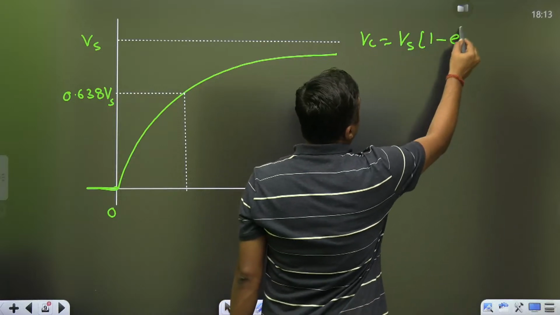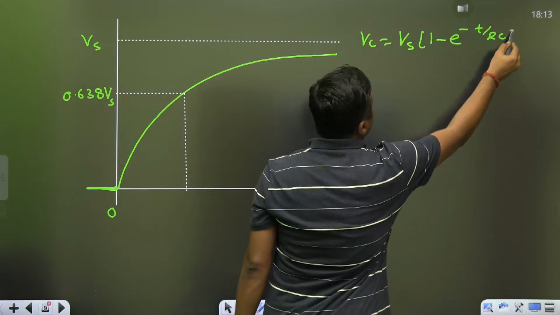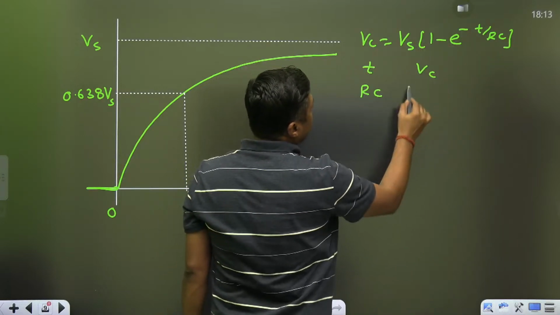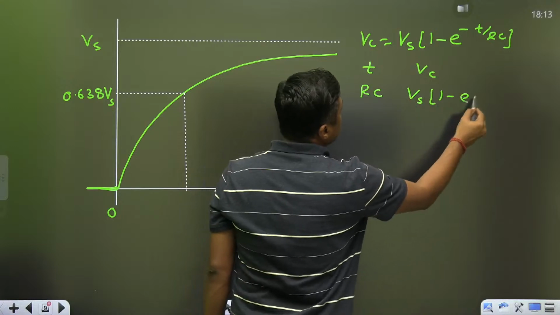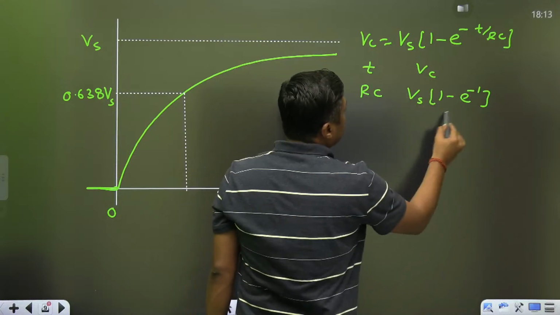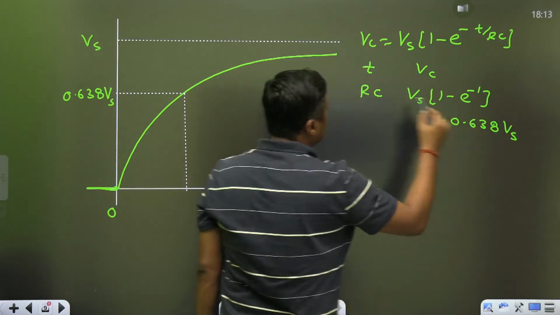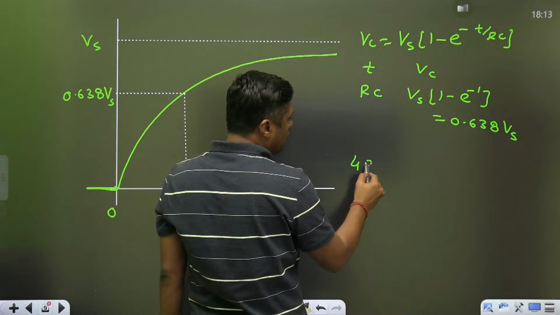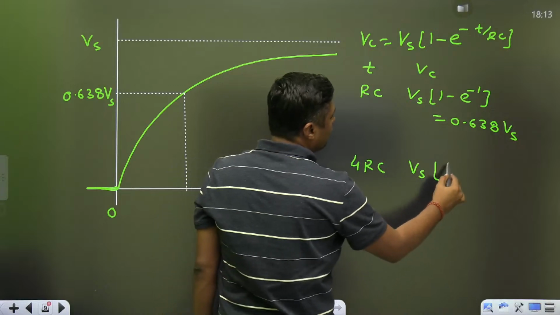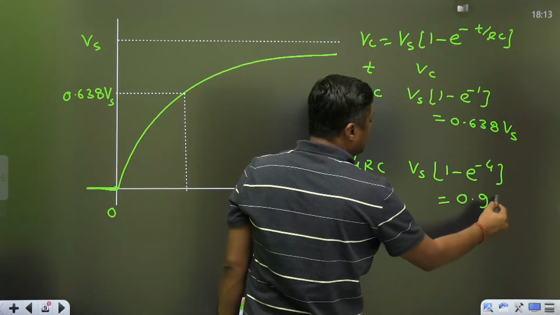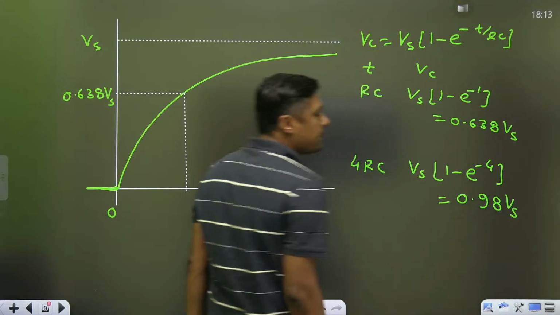1 minus e raised to power minus t by RC. One time constant means RC, so Vc will become Vs times 1 minus e raised to power minus 1, you can find it will be 0.638 of Vs. For 4 time constants, it will become 1 minus e raised to power minus 4, and it is nearly equal to 0.98 times Vs, 98%.